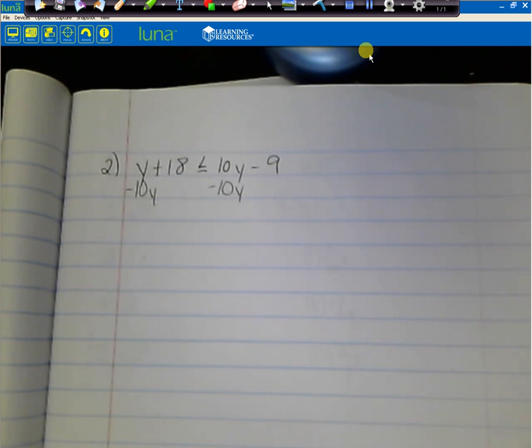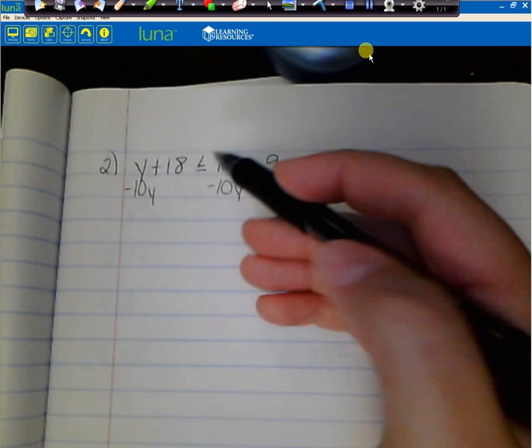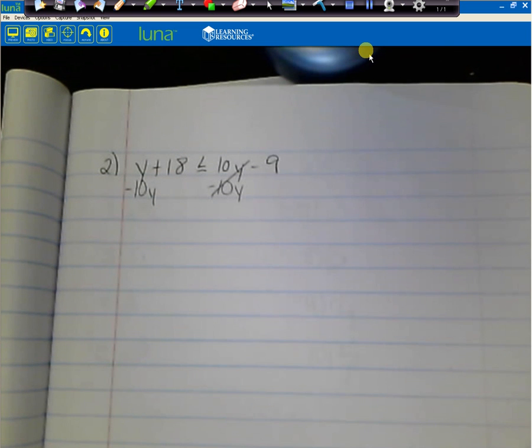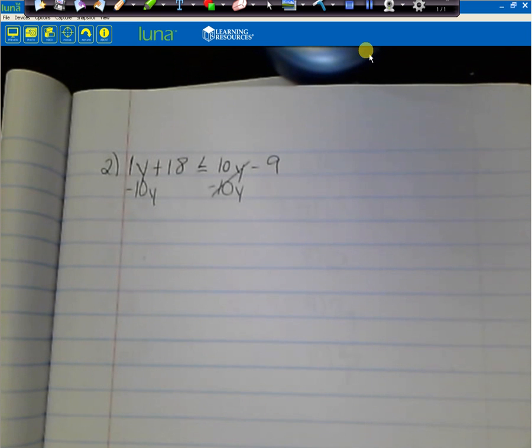I'm going to only subtract it from other things that have a y. So right here it's going to cancel. And here I'm going to put a 1 in front of this y if nothing's there, so that I know that that is 1 minus 10.